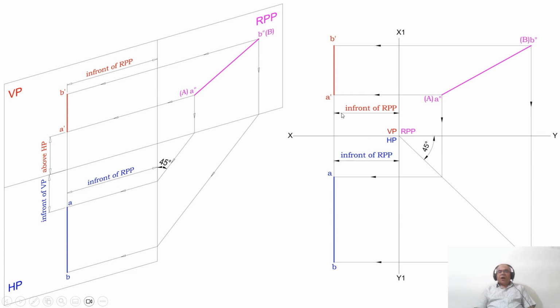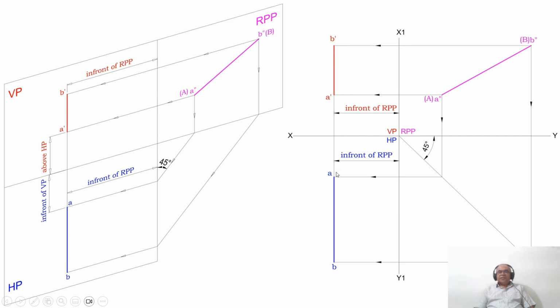So this is how you will be able to write this. Now, how do I know that this is not in true length? Line inclined to VP. Since the line is inclined to VP, therefore in VP you will not be able to get the true length. This length is 100, but this length is not 100, and also this length is also not 100.